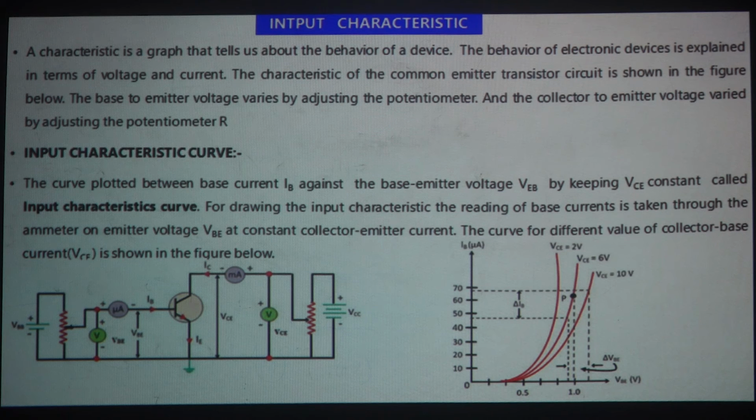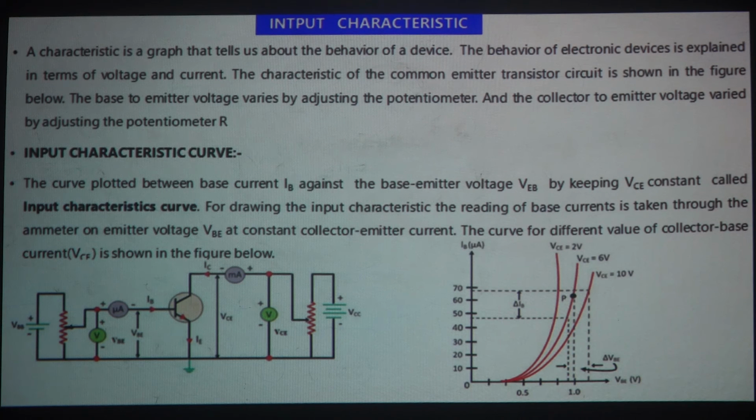Now this figure shows the characteristics of a transistor under common emitter configuration. The base to emitter voltage varies. On the left hand side, the base emitter voltage is varied by a potentiometer, and the collector emitter voltage is varied by adjusting another potentiometer on the other side. Okay, so this is the potentiometer arrangement.